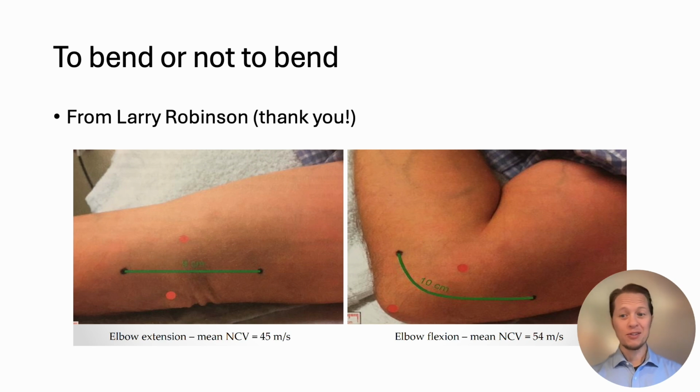Another point to bring up is to bend or not to bend. Big thank you to Larry Robinson here. This is his data and pictures. If you keep a straight arm and check the conduction velocity from 2 points measured on the elbow versus that same measurement, yes, you'll get 10 here, you'll get 8 or 9 there. Conduction velocity changes big time. So please bend those elbows at least 90 degrees. Some studies even say go to 70 degrees, but 90 is usually enough.